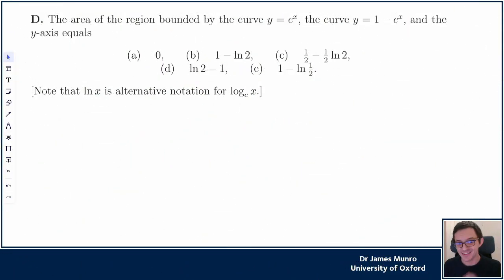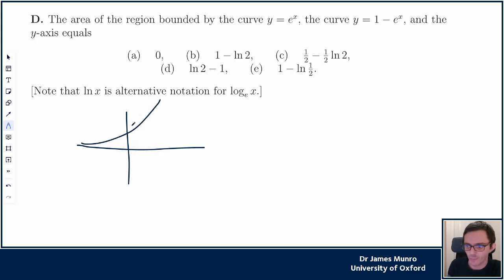Question D, there's another couple of exponential curves in this one, so we're going to need to draw more exponentials. Let's do a sketch on the left. I need the curve y equals e to the x, that goes through 1, and I need the curve 1 minus e to the x. So minus e to the x flips it, and then adding 1 to that translates it upwards.